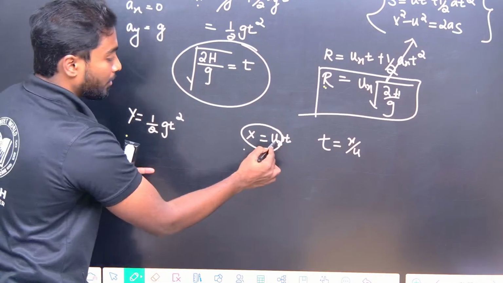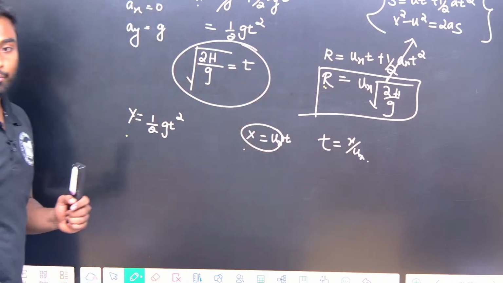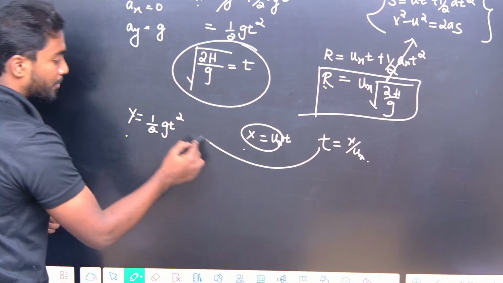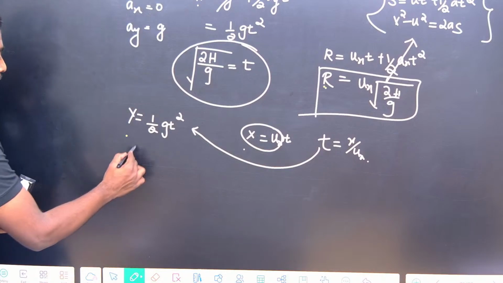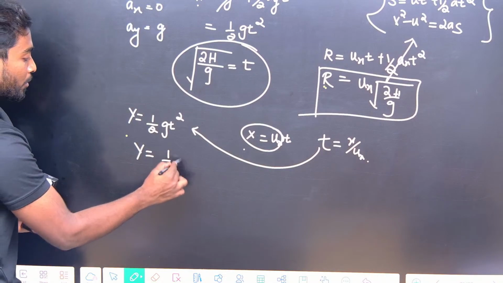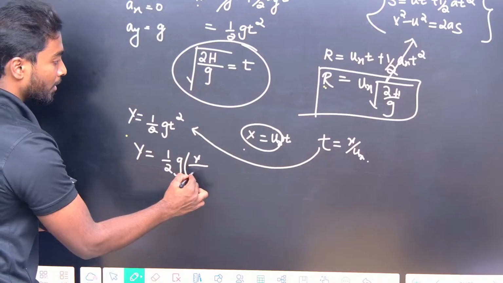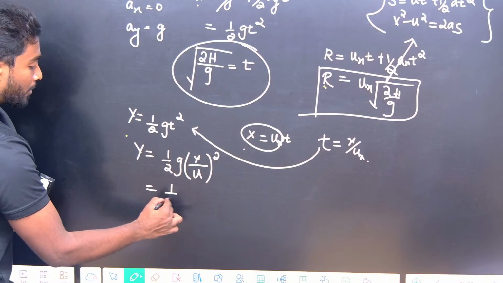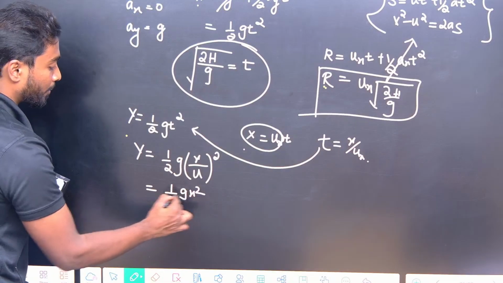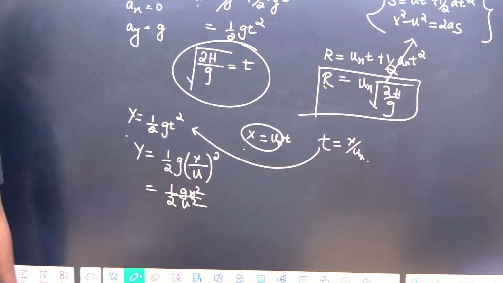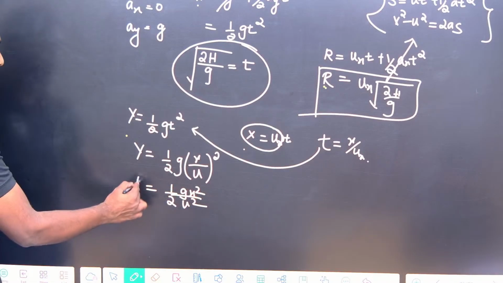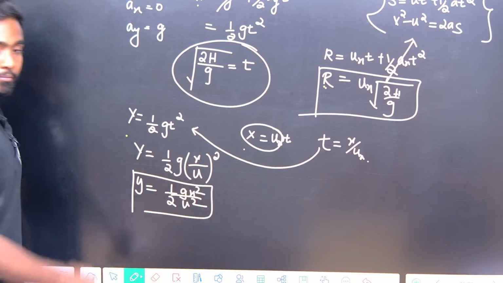I have taken t, so ux, velocity of ux. Okay, now I will take this t and substitute here. Can I substitute like this? So y will be equal to 1 by 2 g into x by u the whole square, which becomes 1 by 2 g x square by u square. g x square by 2u square will be my equation of trajectory.